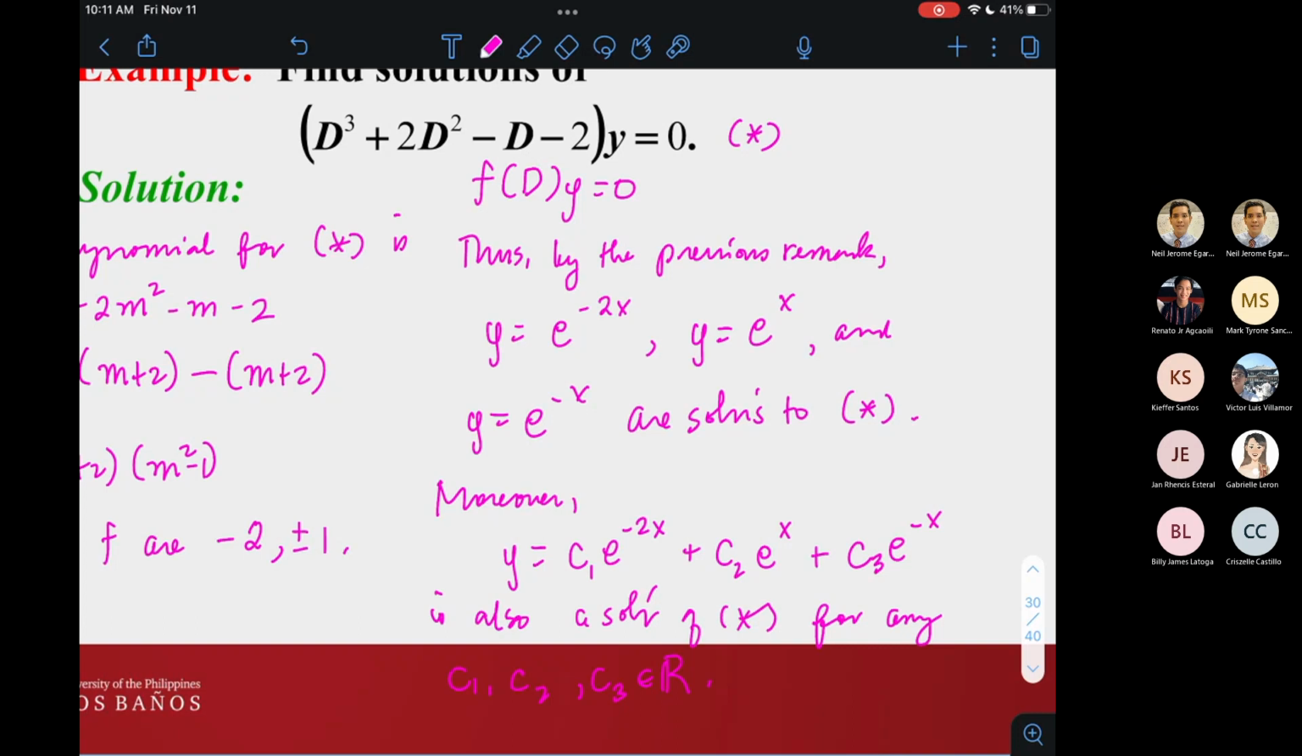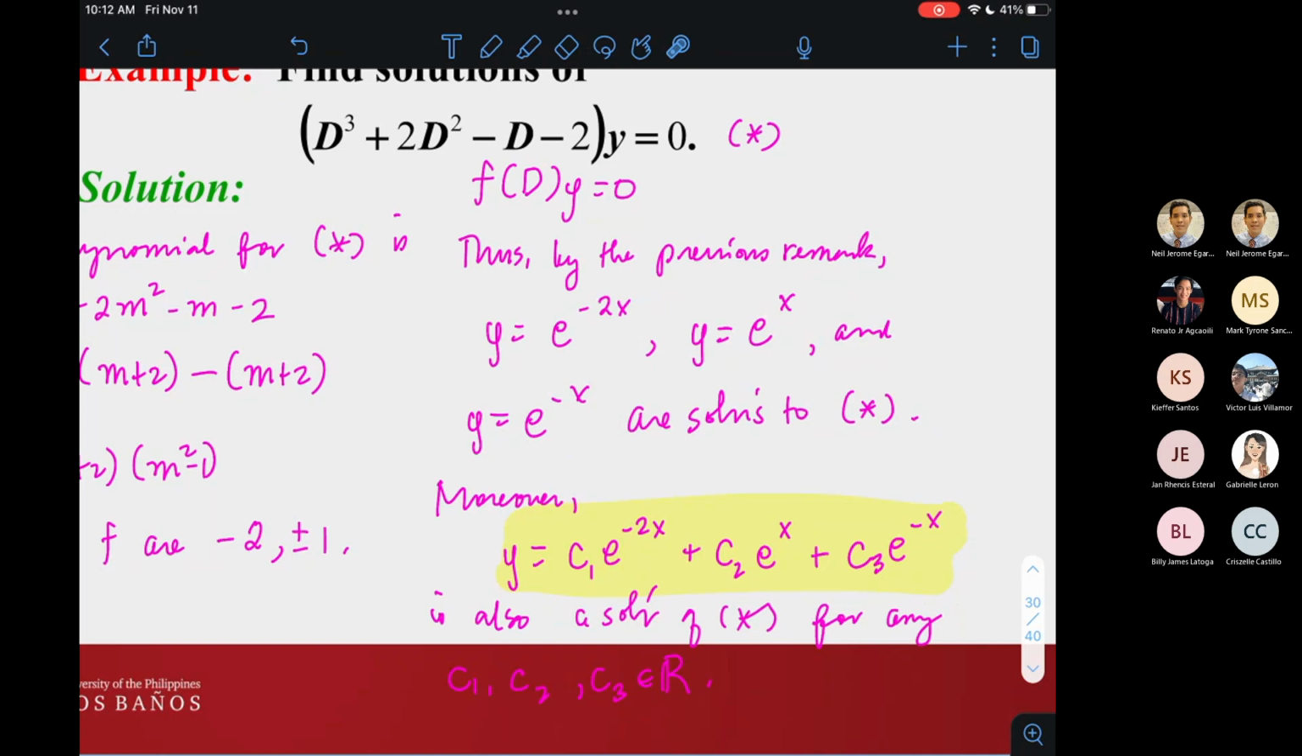Okay? Now, but again, there's a question that lingers in the background. Sila lang ba yung solution? Ito na ba yung general solution? Well, if you want to know the answer to that, find if e to the negative 2x, e to the x, and e to the negative x are linearly independent. And for you to do that, you need to compute the Wronskian. All right? Pag napakita mo na linearly independent itong tatlong solutions na nakita mo, then you can say that ito na talaga yung general solution. Lahat ng solutions will be of this form.